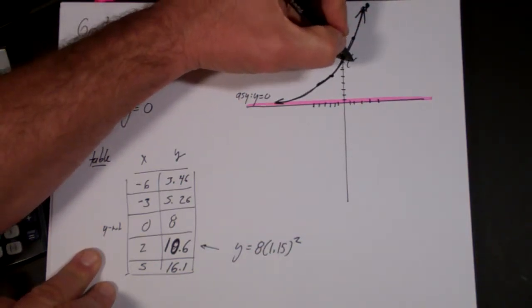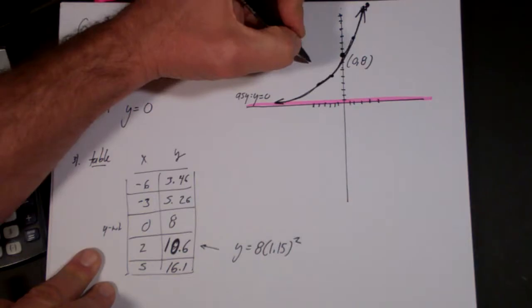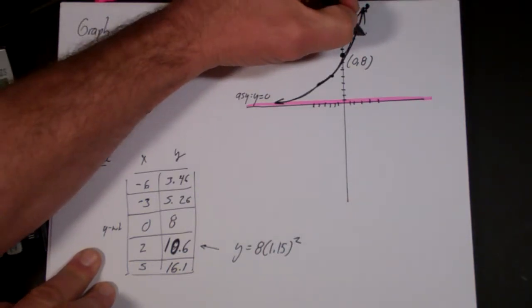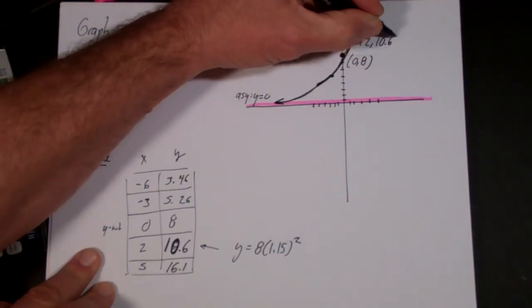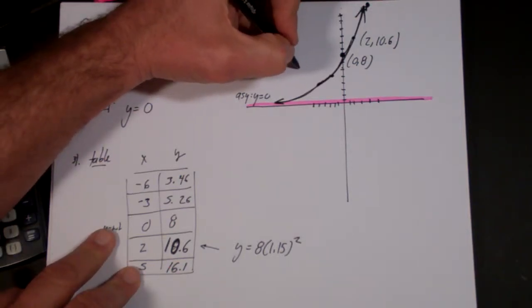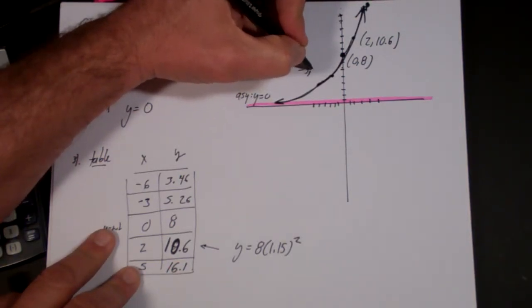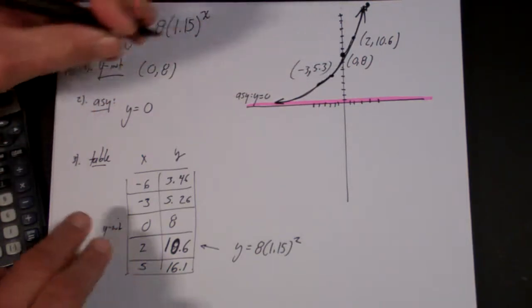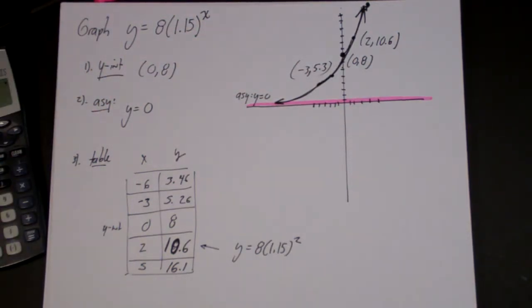And you're probably going to want to label some of these points. 0, 8, 2, 10.6, minus 3, 5.3. And you have your asymptote. And that's how you graph exponential functions, exponential growth functions.